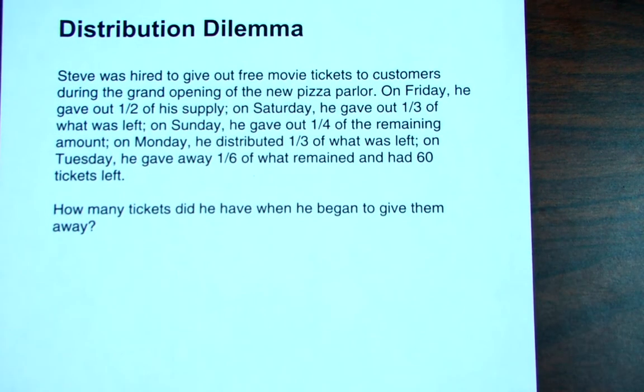Distribution dilemma. Steve was hired to give out free movie tickets to customers during the grand opening of the new pizzeria parlor. On Friday, he gave out half of his supply. On Saturday, he gave out a third of what was left. On Sunday, he gave out a fourth of the remaining amount. On Monday, he distributed a third of what was left. On Tuesday, he gave away a sixth of what remained and had 60 tickets left. How many tickets did he have when he began to give them away?